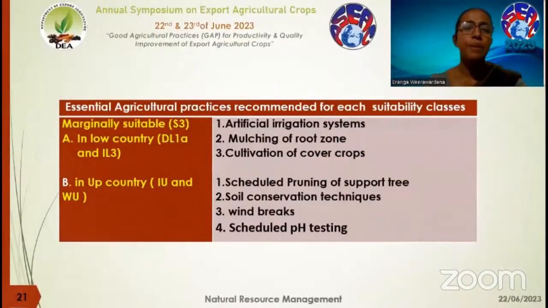So in marginally suitable areas, more attention is needed. Especially an artificial irrigation system is essential if we are going to start black pepper cultivation in those areas, and we have to pay more attention to mulching of the root zone and cultivation of cover crops. Scheduled pruning of support trees, soil conservation techniques, wind breaks, and scheduled pH tests are also essential.